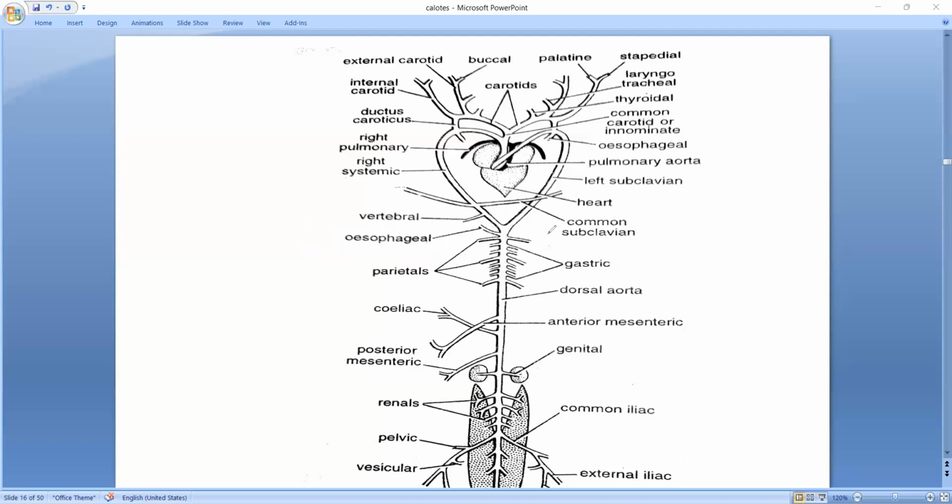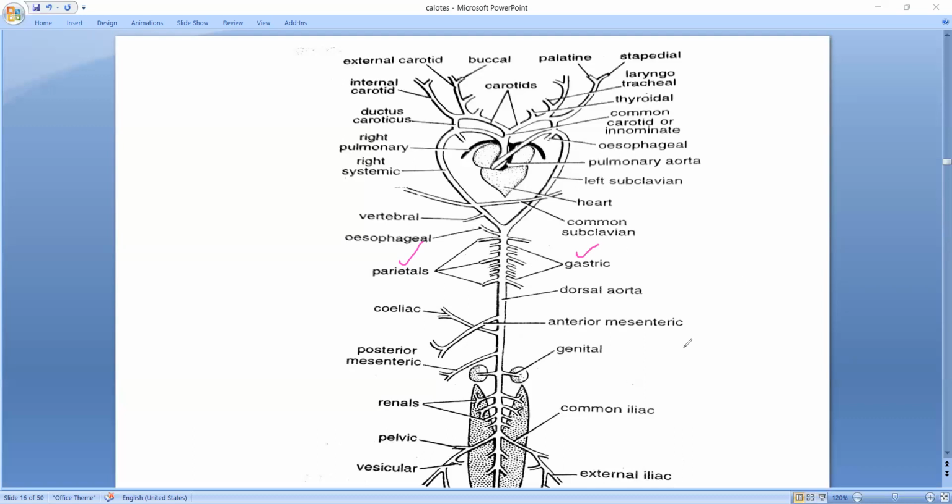And then here, if you observe, many pairs of parietal arteries arise. Three or more of them arise, and they supply blood to the dorsal body wall. And then here, one, two, three, four. So three or more gastric arteries are also produced from the dorsal aorta, which give blood to the stomach.